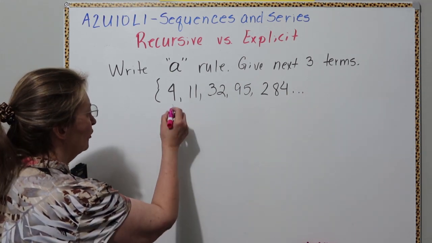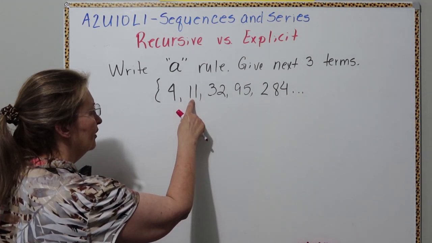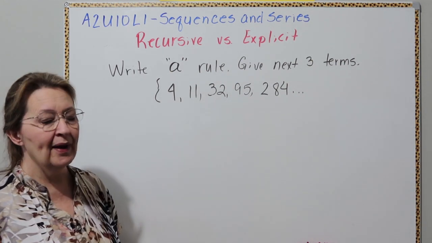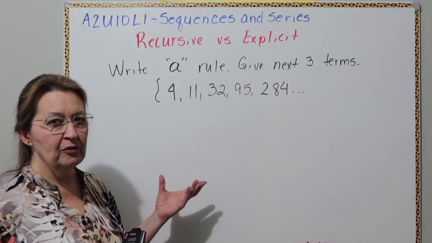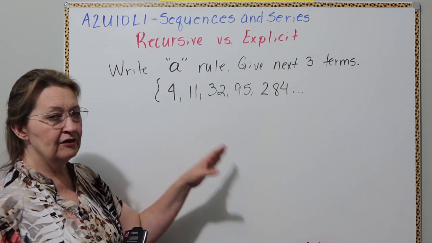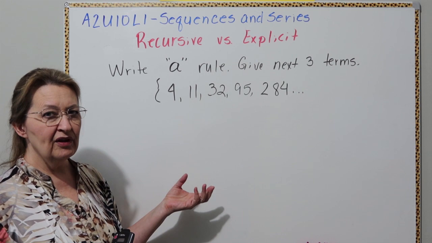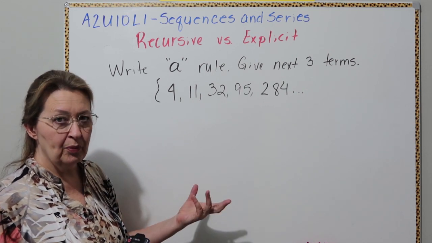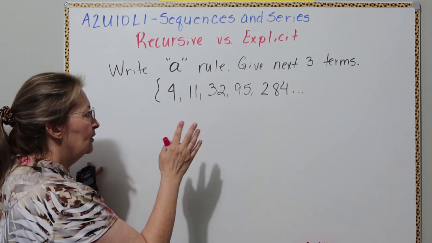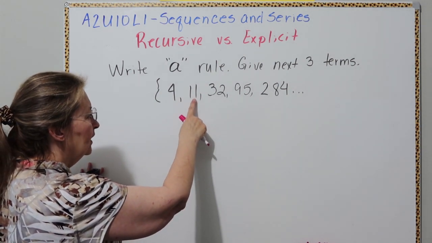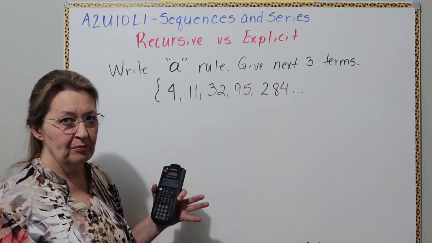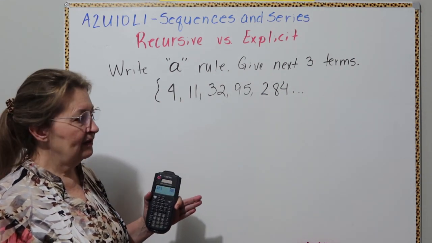So I've got to look for a pattern between this 4 and 11, and then 11 and 32, and 32 and 95. So right off the bat, I can tell it's not going to be just a simple add a number or subtract a number, because the difference is not the same. So let's look at a ratio or multiplying. Well, 4 times 2 would be 8, which is close to 11. But 11 times 2 is 22, so the difference just gets bigger and bigger. So I'm thinking that's not it.